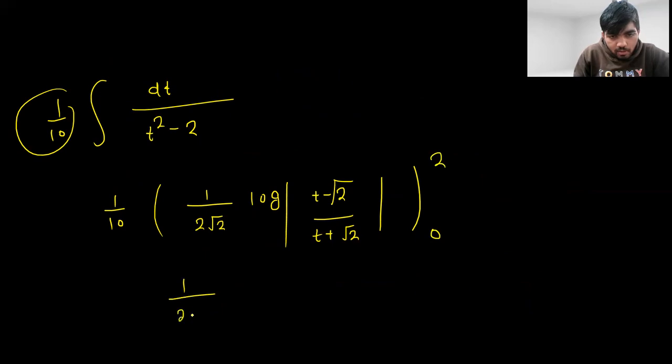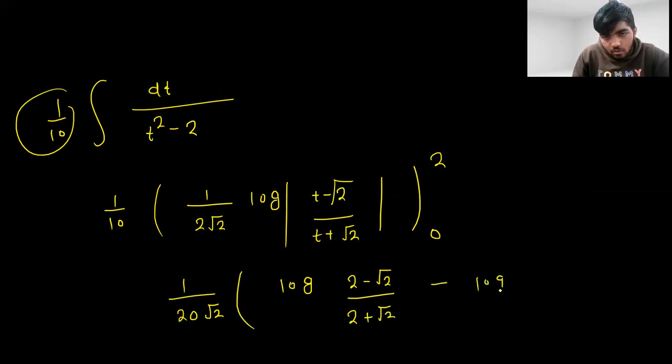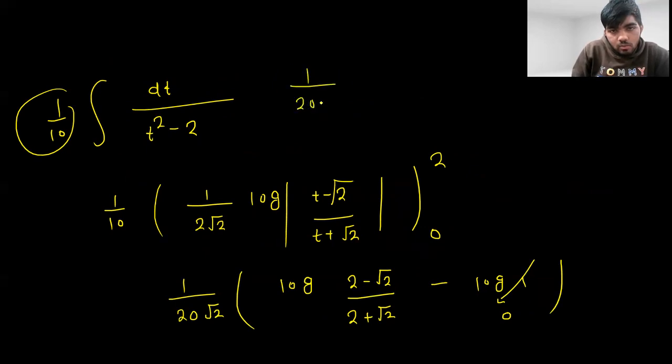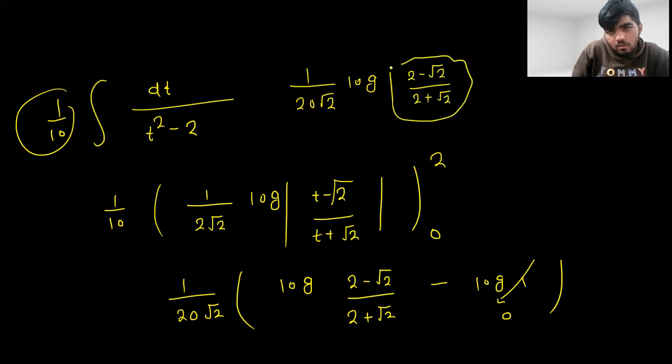So this will become 1 by 20 root 2 log of (2 minus root 2) divided by (2 plus root 2) minus log of 1, if you put t equal to 0, and this will become 0. So the final value of this integral is 1 by 20 root 2 log of (2 minus root 2) divided by (2 plus root 2). The value of this thing is positive, so you can remove the mod.